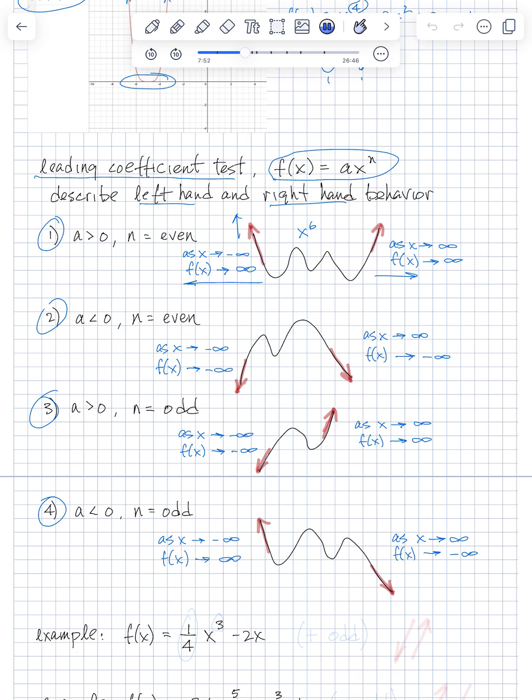So this is what we mean by describing the behavior. You're going to say, what is it doing on the left-hand side of the function? What's it doing on the right-hand side of the function? So let's look at an example.